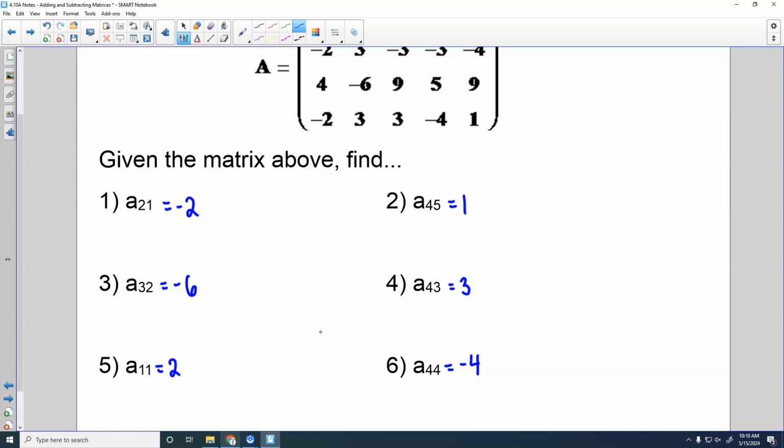All right. Here's what I got. See if you guys get the same thing.